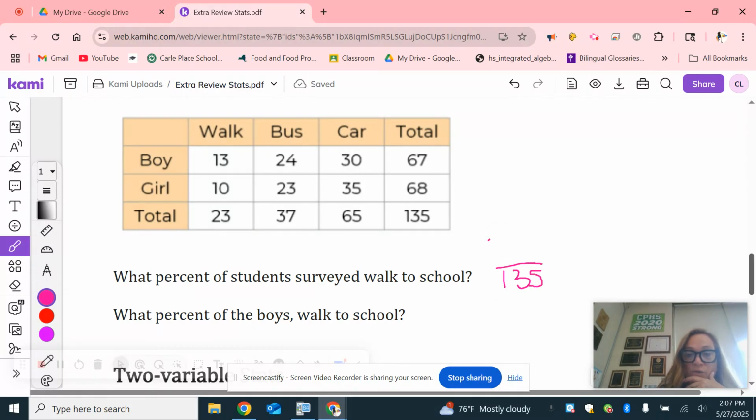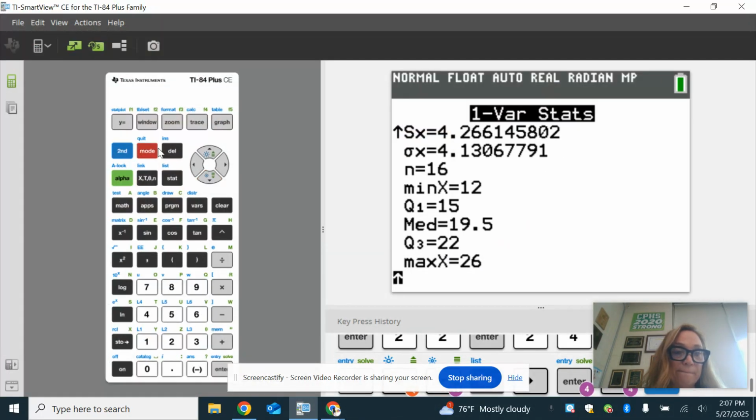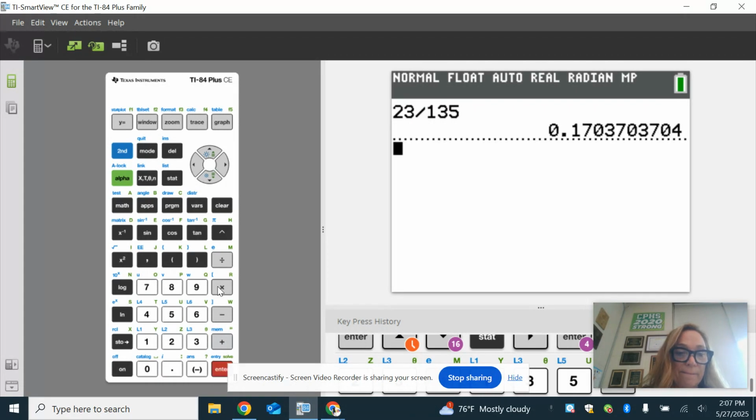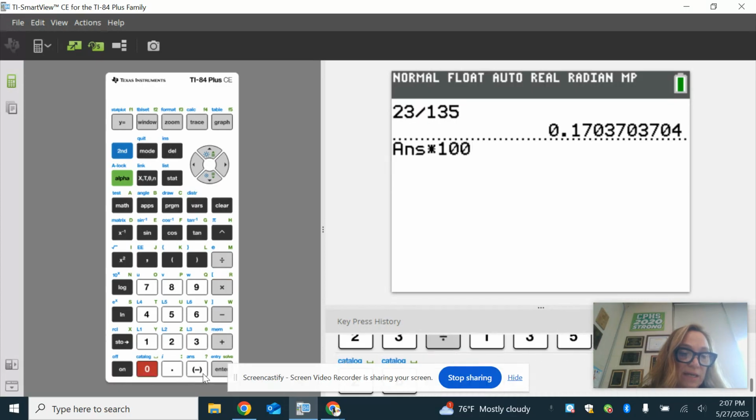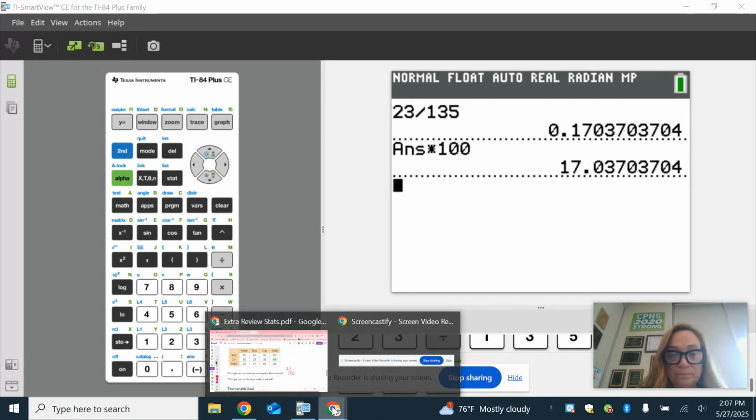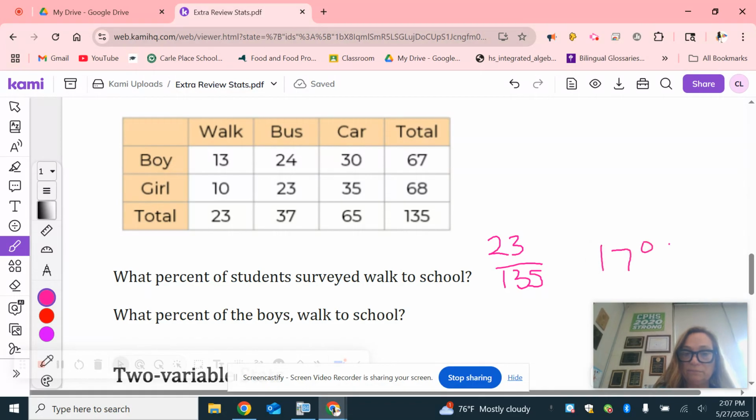How many of them walked to school? So that's 23 out of 135. So on your calculator, you just do 23 divided by 135. Enter, and then you do times 100. If you don't have to do times 100, because you can do that in your head, that's fine. And so we're going to say approximately 17%. Yep, got to find it. Okay, so 17%.